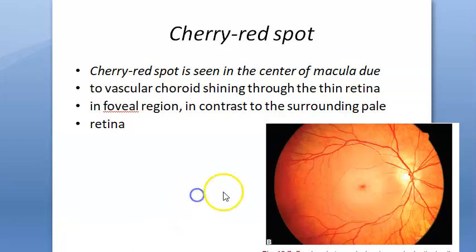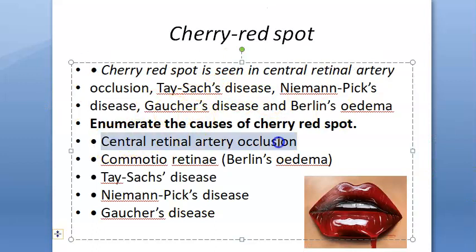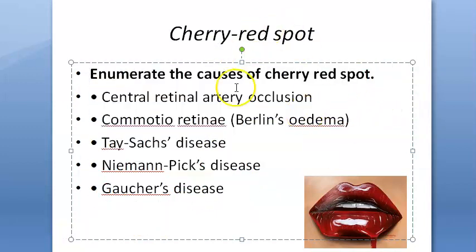Where do you see it? We see it in central retinal artery occlusion. Commotio retinae, that is Berlin's edema. Tay-Sachs disease, Niemann-Pick disease, Gaucher disease. So you have to write all these in the exam. If they ask cherry red spot, these 5 terms should come out. What are the 5 terms that should come out? Central retinal artery occlusion, CRAO.